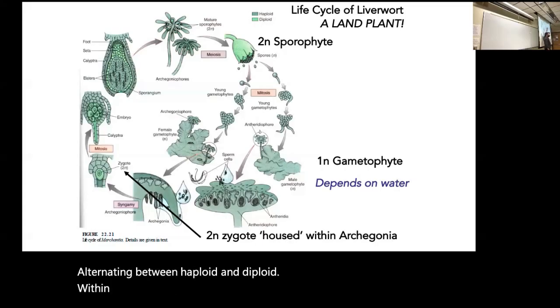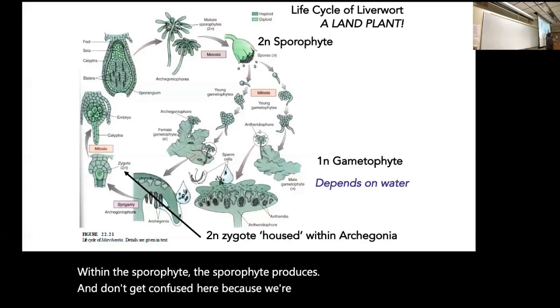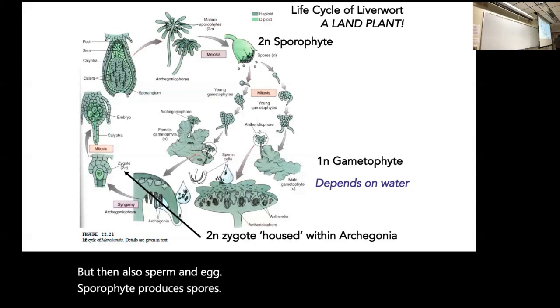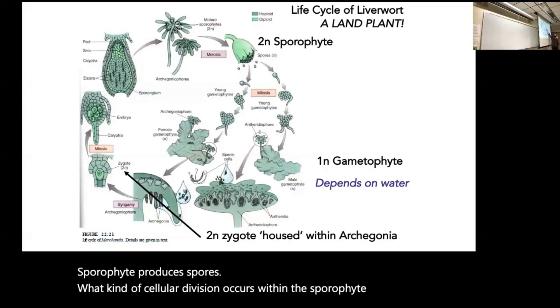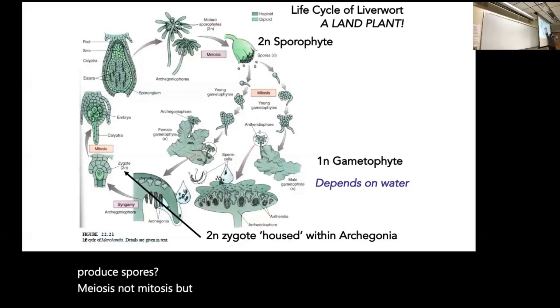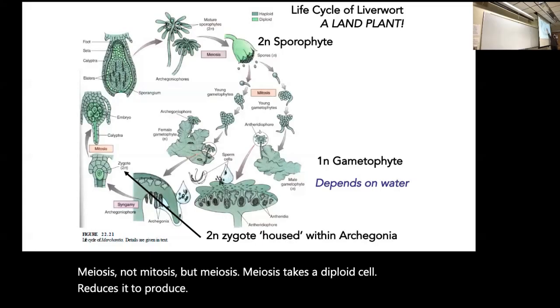Within the sporophyte produces spores. Now don't get confused here because we're talking about spores, but then also sperm and egg. Sporophyte produces spores. What kind of cellular division occurs within the sporophyte to produce spores? Meiosis, not mitosis, but meiosis. Meiosis takes a diploid cell, reduces it to produce haploid spores.